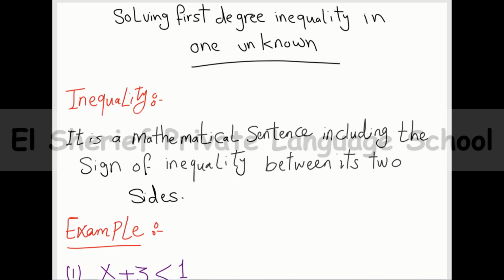Now we talk about the uncovered topics from the last year. Solving first degree inequality in one unknown. Before solving the first degree inequality, we must know the meaning of inequality. Inequality is a mathematical sentence including the sign of inequality, which is more than or less than, between its two sides. What happened to equal? We agreed that equal is between the two sides of the equation.